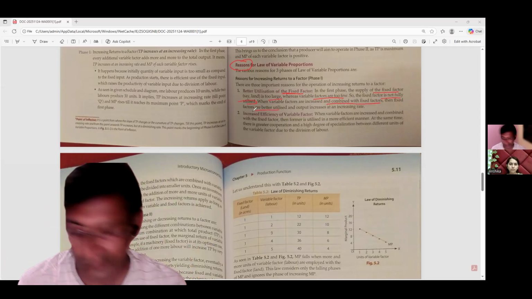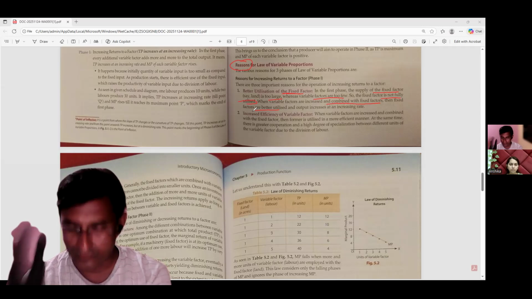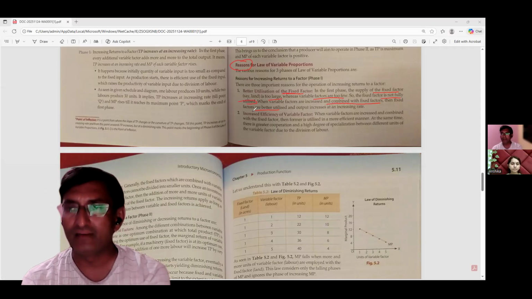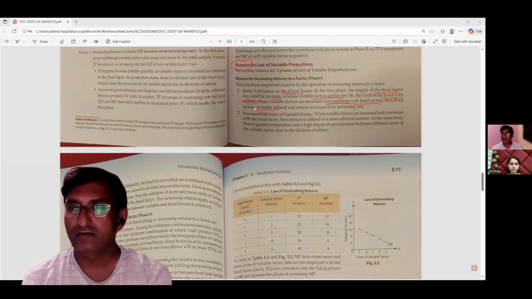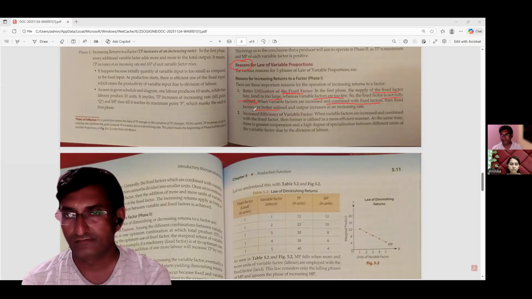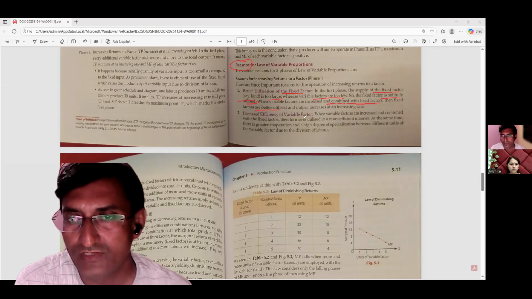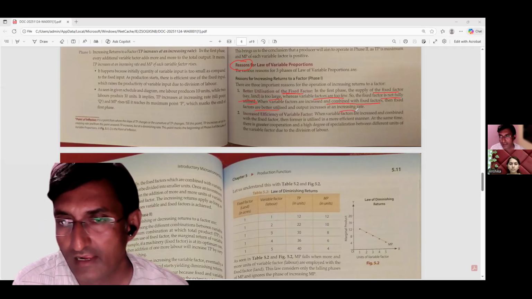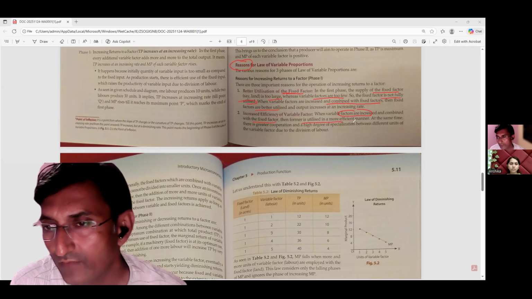It means if you have many more resources as fixed factors than variable ones, then there could be an imbalance of outputs. So every organization tries to utilize both factors efficiently. Then, the other reason is increased efficiency of variable factors. When variable factors are increased and combined with the fixed factor, the former is utilized in a more efficient manner.